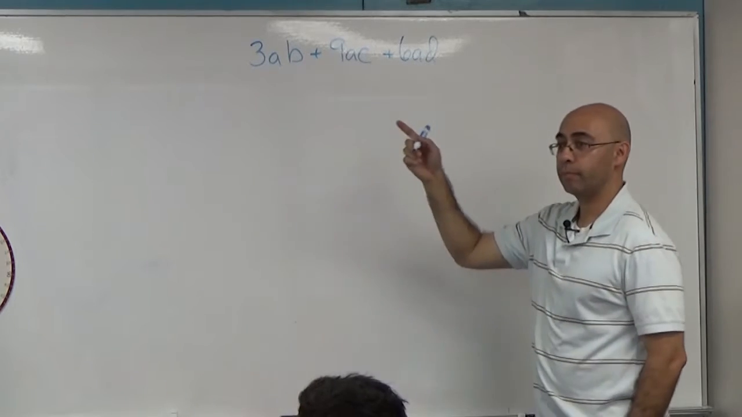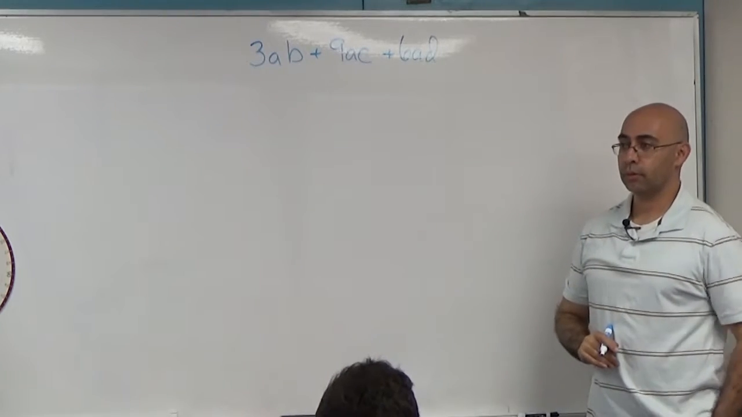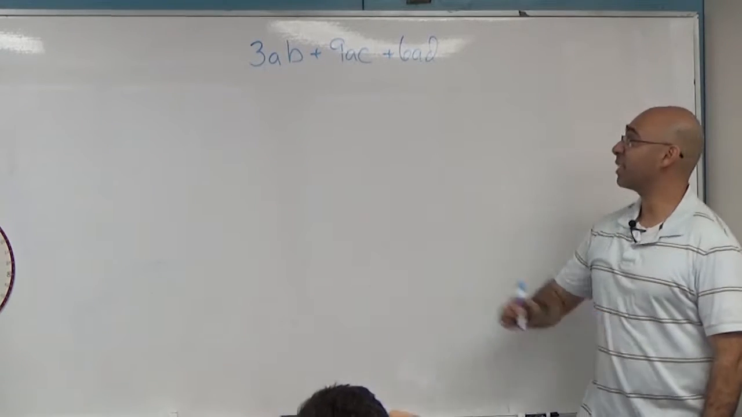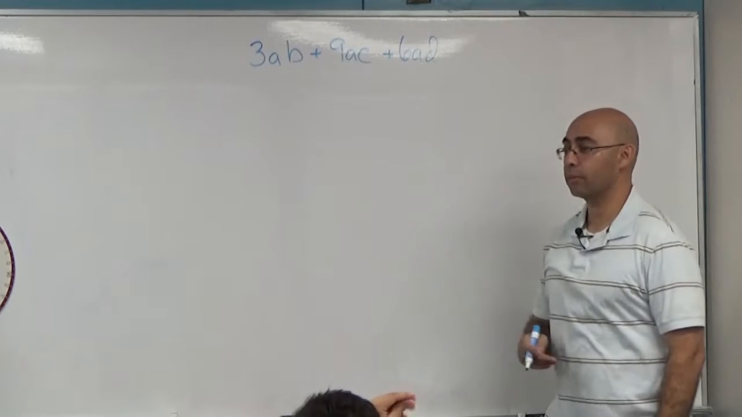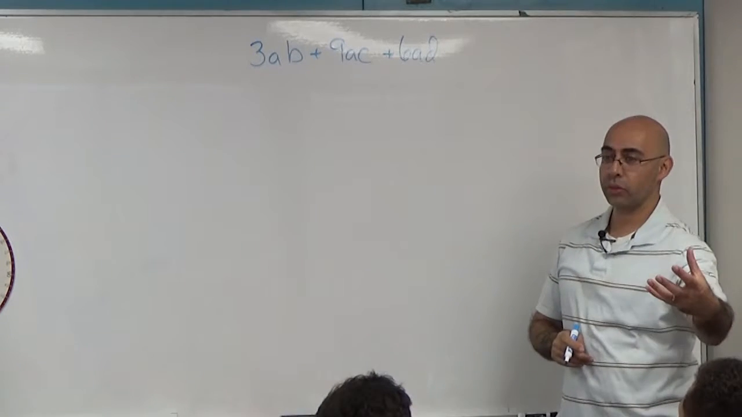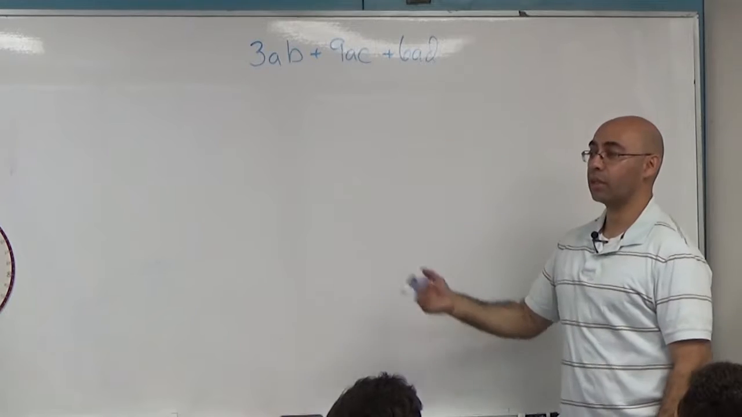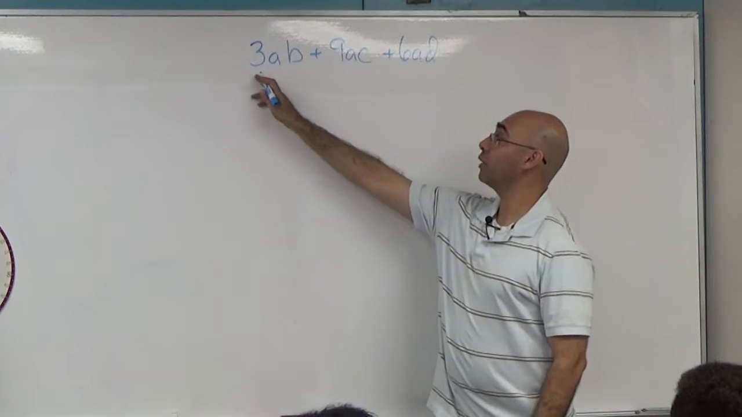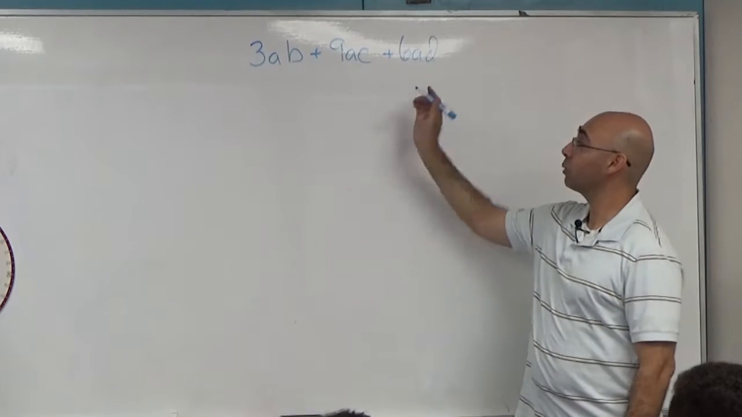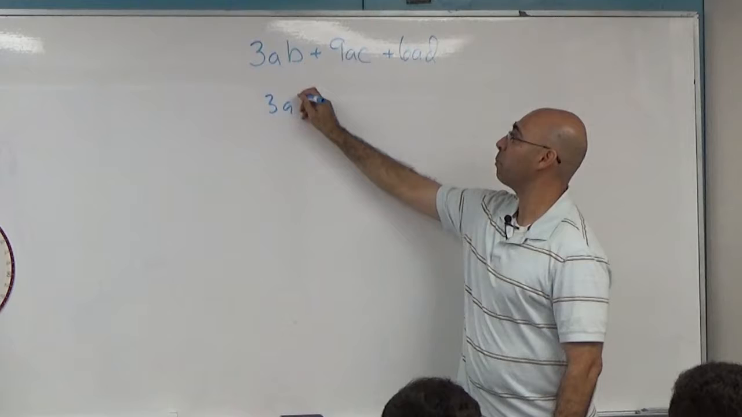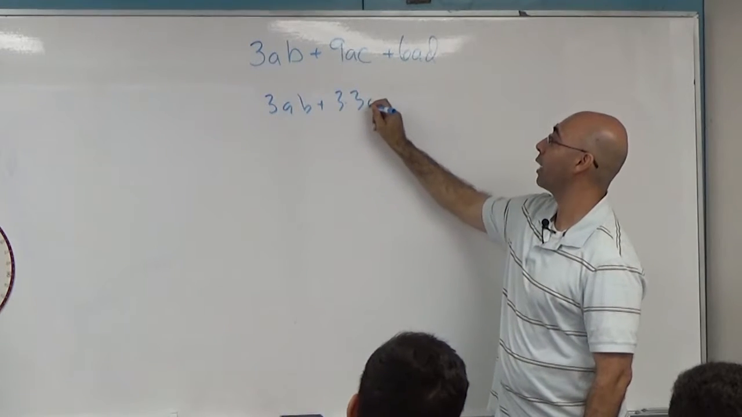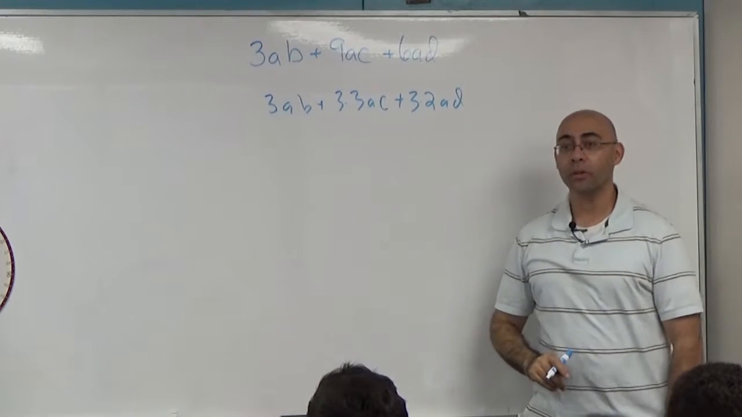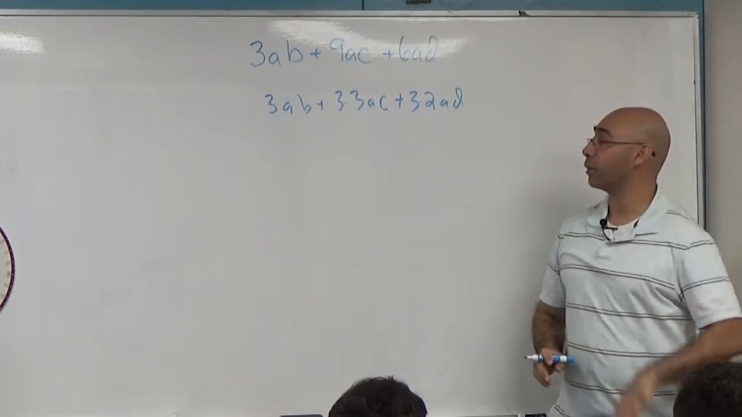And what is your goal for this problem? Take out, extract anything that is the same in all these terms. So you do that with the numbers, and then you also do that with the letters. So I will ask you here, what do you notice? All these are divisible by 3. So I'm just going to rewrite it as 3ab plus 3 times 3ac plus 3 times 2ad. I'm separating the 3's because they're in all of them. I want to see all the things there.